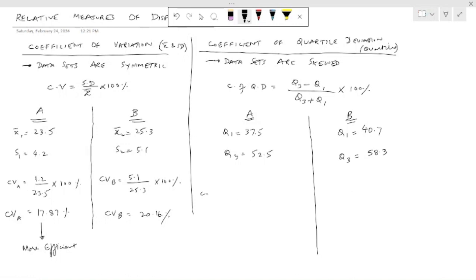Now, coefficient of quartile deviation for worker A equals the difference of 52.5 and 37.5, which is 15, and this difference should be divided by the sum of the two values, 37.5 plus 52.5, and the answer is 16.67%.